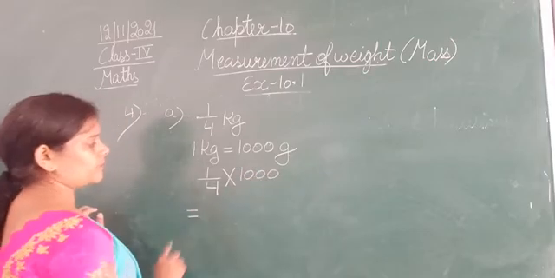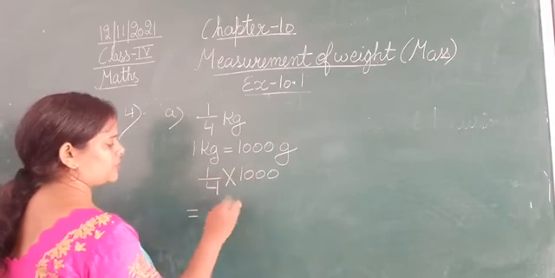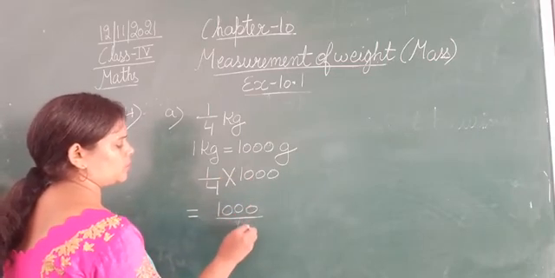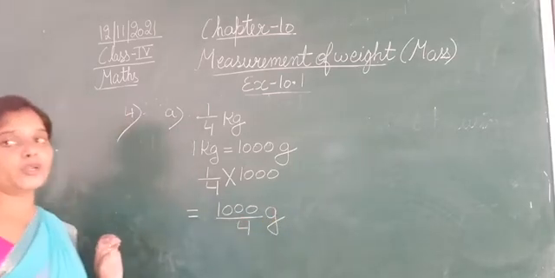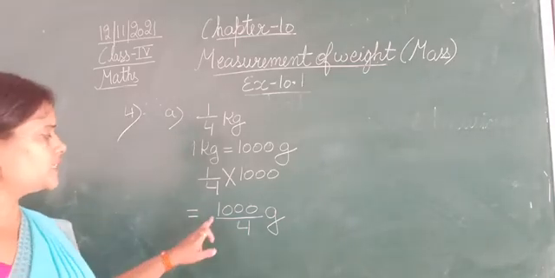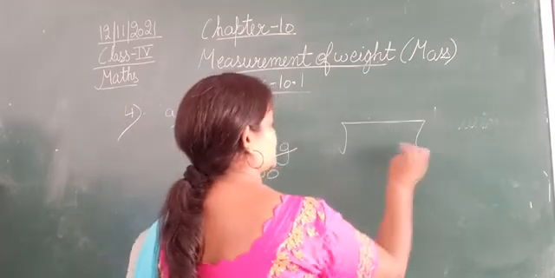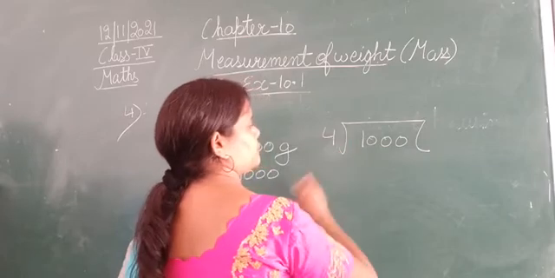If you remember the fraction work we have already done, 1 multiplied by 1000 gives 1000 upon 4. After multiplying by 1000, it is converted into grams, so this is 1000 upon 4 grams. Now let's divide 1000 by 4. You need to show the complete calculation in the fair copy. So, 1000 divided by 4.